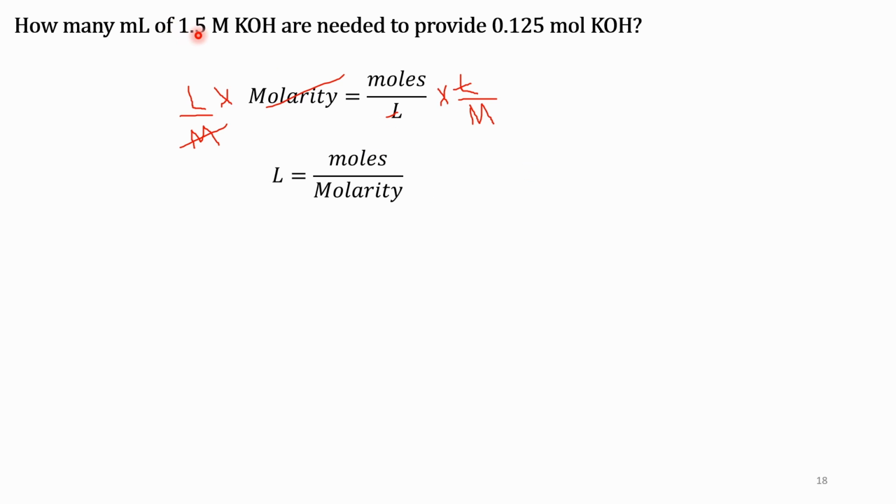So we know 1.5 molar and 0.125 moles. We're going to plug in the equation. We have the moles divided by the concentration, which is 0.125 moles divided by 1.5 moles per liter. Again, write it as moles per liter instead of just molarity. And so that way we can cancel out moles and moles. But what's going to happen to this liters?